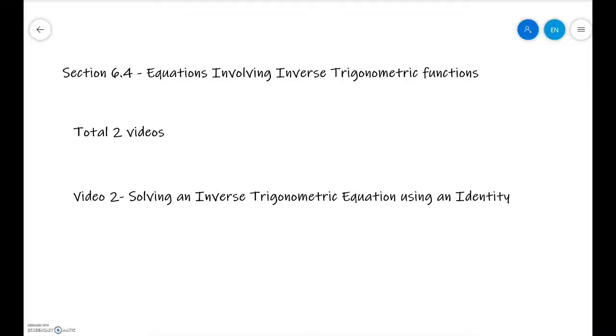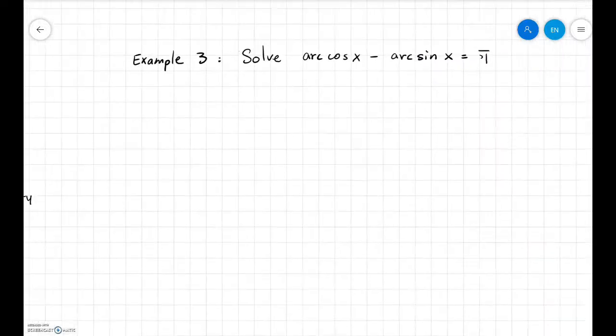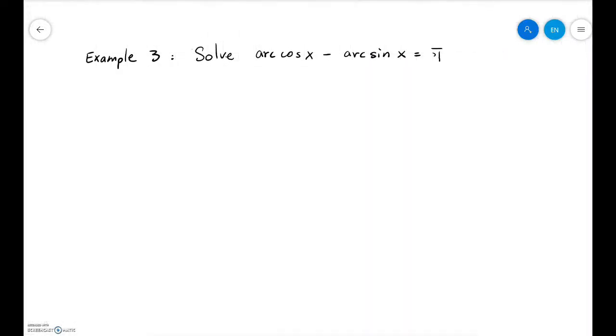This is a lecture video for section 6.4, video 2. Here we're going to talk about a trigonometry equation involving inverse functions. So, example 3: we want to solve arc cosine of x minus arc sine of x equals pi. So we have inverse functions here.